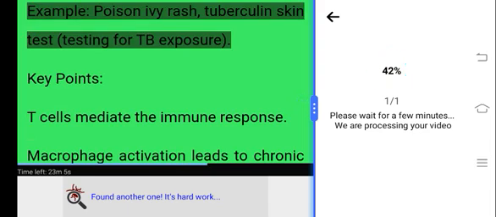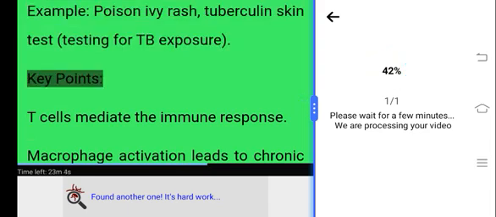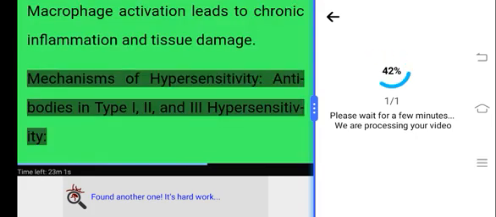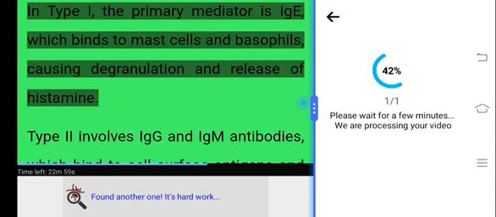Example, poison ivy rash, tuberculin skin test testing for TB exposure. Key points. T cells mediate the immune response. Macrophage activation leads to chronic inflammation and tissue damage. Mechanisms of hypersensitivity, antibodies in type 1, 2, and 3 hypersensitivity.